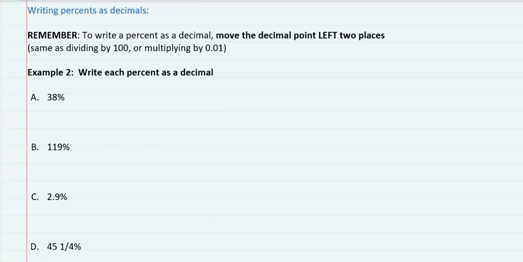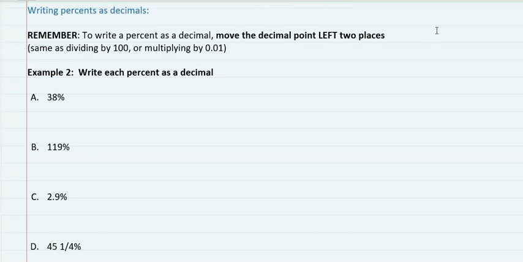Next, we're going to write percents as decimals, and this is oh so much easier. All you do is divide by 100, or if you remember back a ways in our semester, that just means moving the decimal place back 2 places. So left 2 places. I've got that right here in bold.